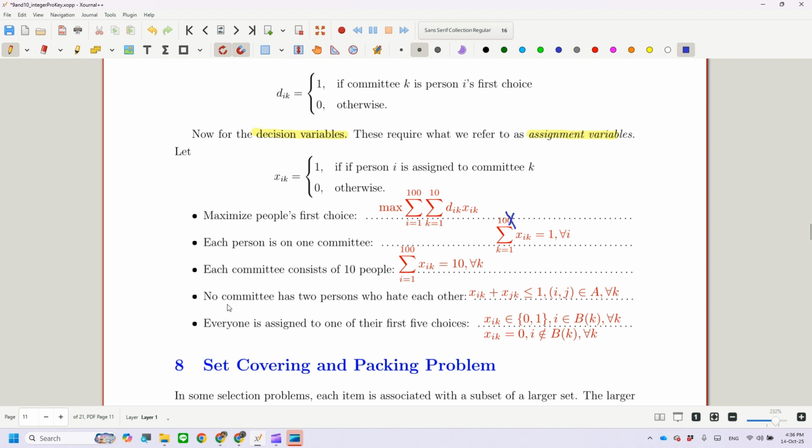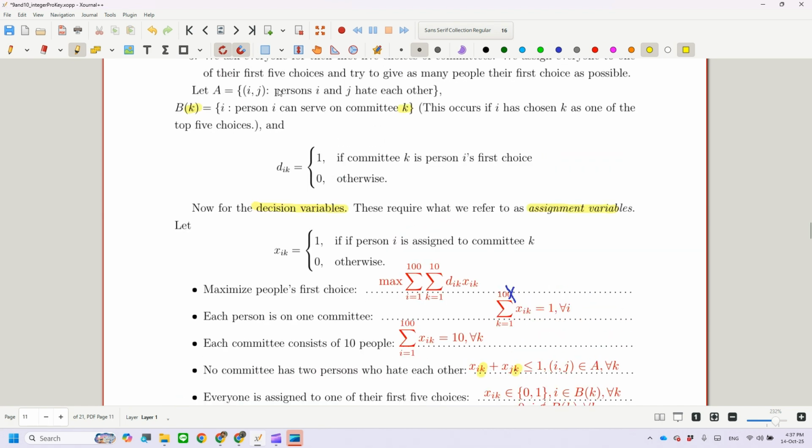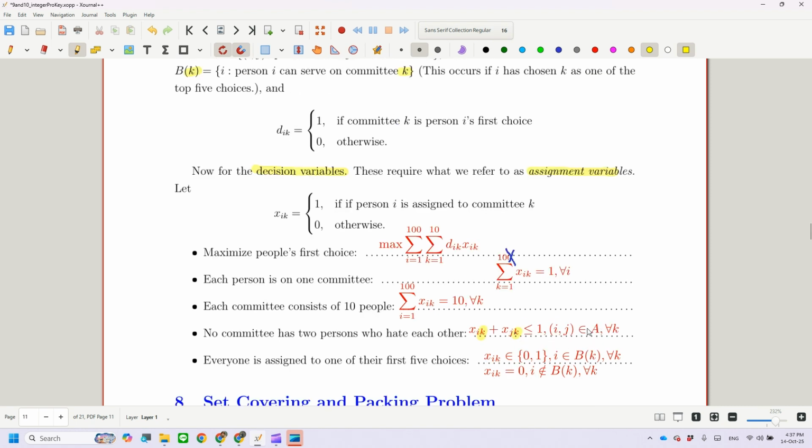And then the interesting constraint is that no committee has two persons who hate each other. Notice that we fix the K. Given the same K, x_ik plus x_jk is less than or equal to 1, for I and J in set A up here, where A is the set of people who hate each other. If I and J are in this set, this condition has to be true, so I and J are not going to be on the same committee K.